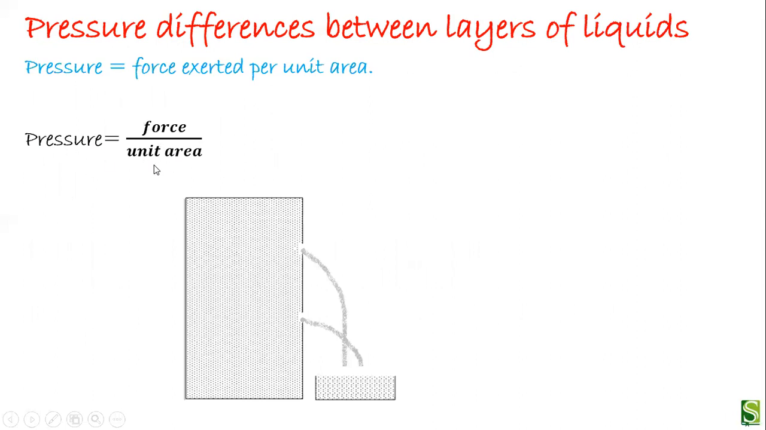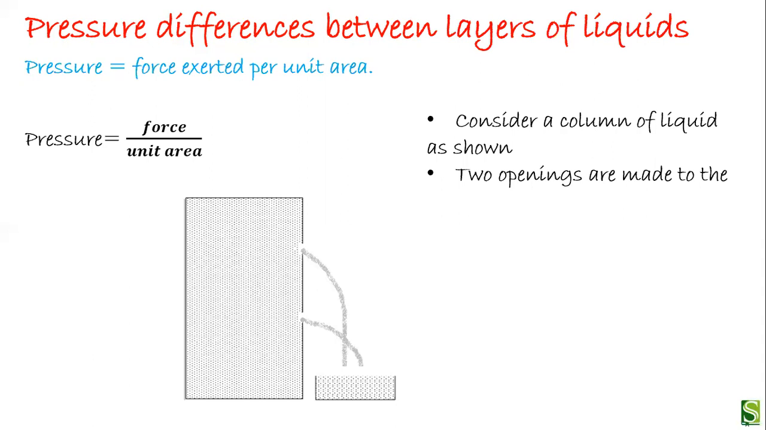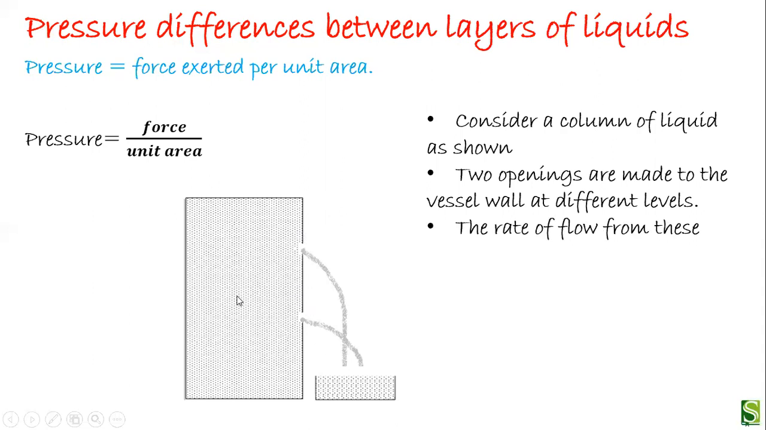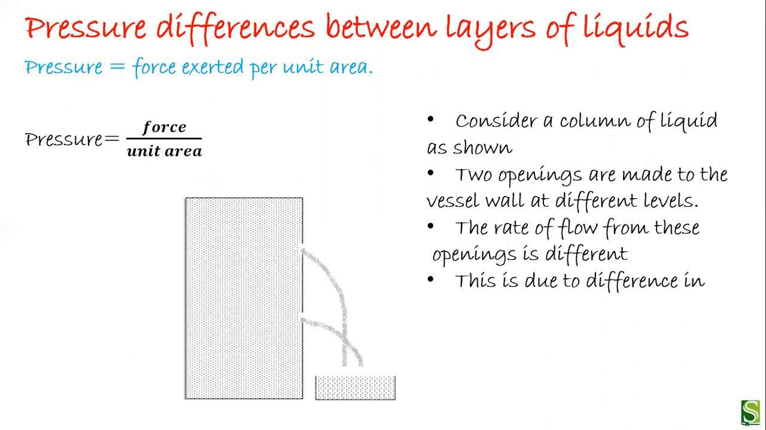Got it? Now consider a column of a liquid as shown in the figure. This column has two openings, made into the column wall at different levels. You can observe this one is at a higher level as compared to this opening. Now we are going to see the rate of flow from these two points. Just by visually observing the nature of the flow, we can make out that the rate of flow over here is different from the rate of flow at this point.